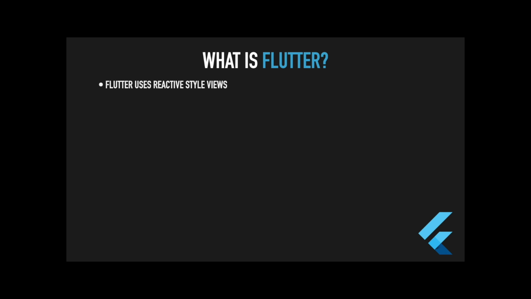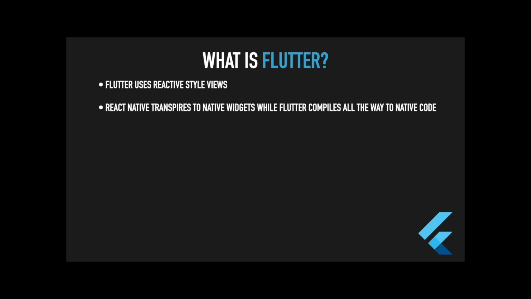Just like React Native, Flutter also uses reactive style views. The state updates and the view updates. The main difference comes in how the code is compiled down to the native code. React Native transpiles to native widgets using a JavaScript bridge, whereas Flutter compiles all the way to native code. There is no JavaScript bridge. Flutter controls each pixel on the screen. So instead of using the existing native components, Flutter actually creates the component from scratch. Thereby, Flutter does have a performance benefit as it does not have to cross any bridge.